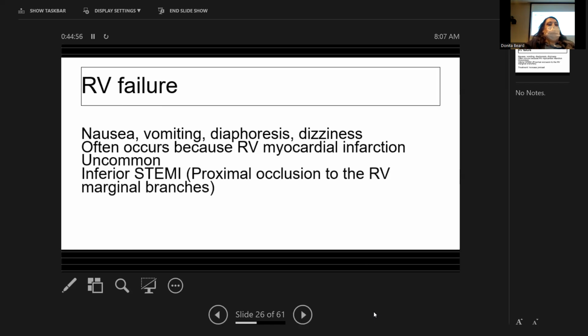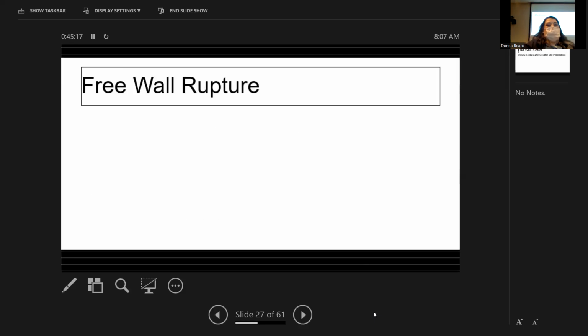Usually this occurs because the right ventricle is fed by what are called RV marginal branches that come from the RCA. So if somebody comes in with an RV infarct, it is almost always a very proximal RCA occlusion. And so the treatment is to increase their preload, aka increase their volume. So you give them fluids gently.